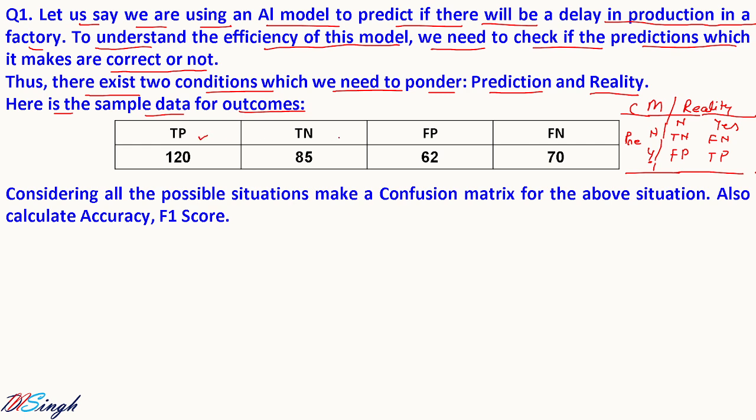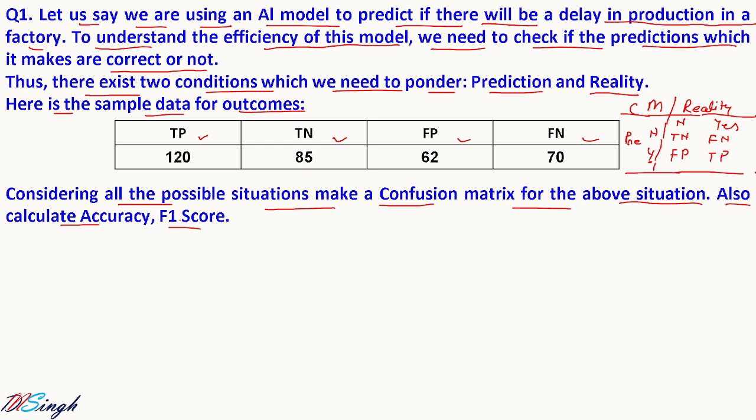True positive 120, true negative 85, false positive 62, and false negative is 70. Consider all the possible situations, make a confusion matrix for the above situation, and also calculate accuracy and F1 score. Okay, fine. So we will try to write the formula and calculate accuracy and F1 score.